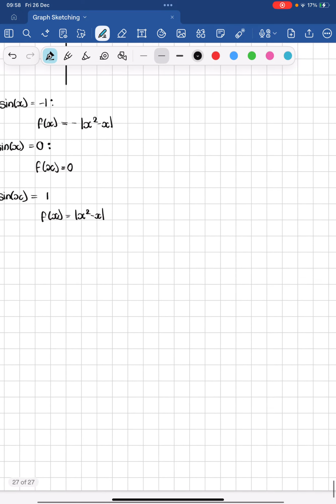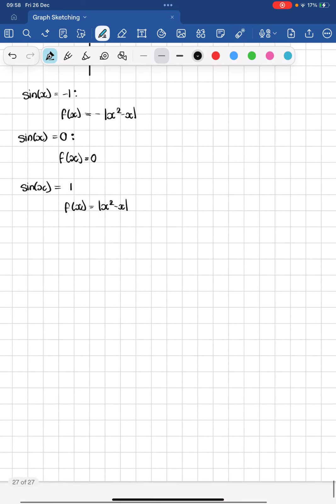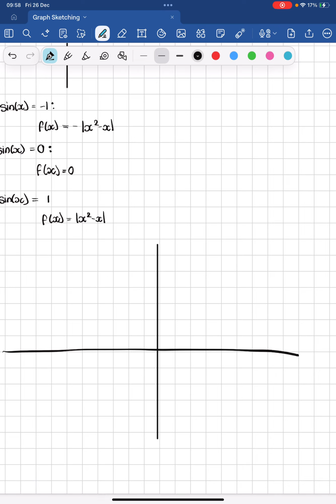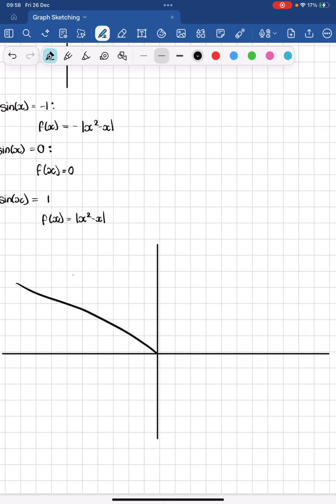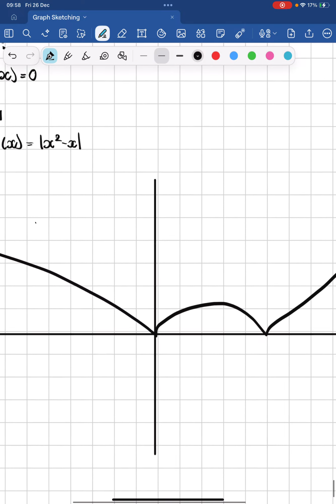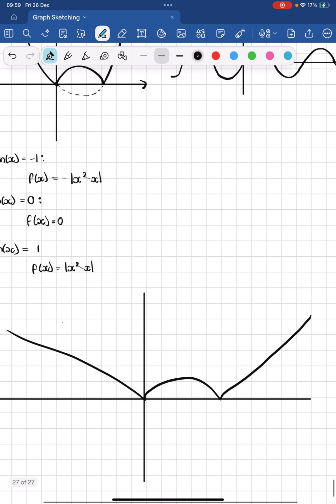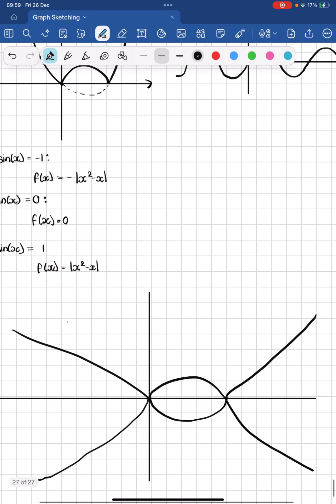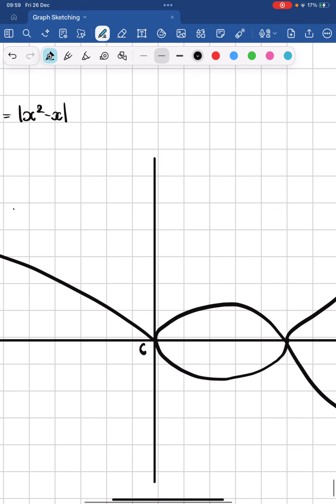So if we sketch, let's do, that's mod x squared minus x. And we do the minus of that, we're just reflecting in the x-axis. And we've got something like this. Let's label our roots. We've got 0, 1.